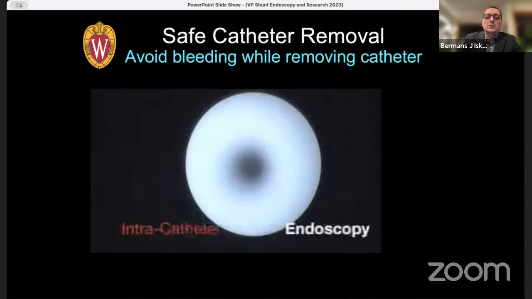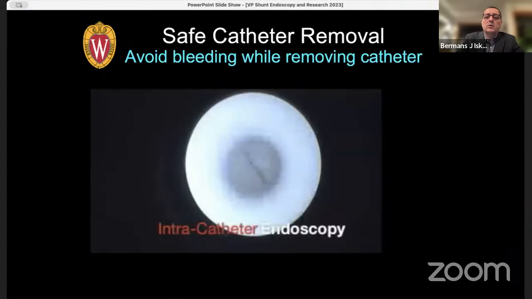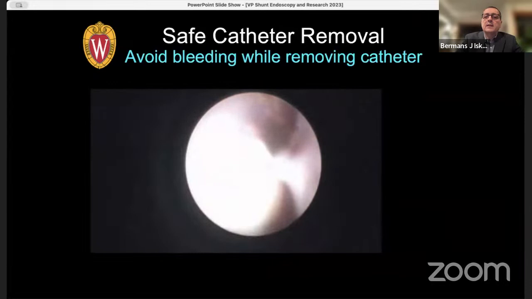So this is an example of safe catheter removal. I'm going inside the catheter. You can see the holes on the side. And then we come out the end, and we can see exactly where the catheter is positioned, whether there are obstructions around it.